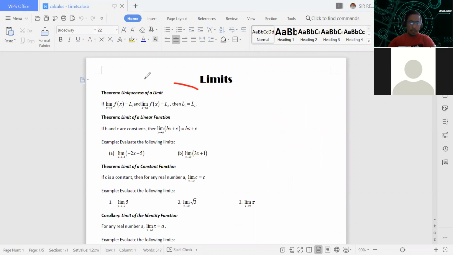So for the very first theorem that we need to consider, before that theorem, since I asked you for the calculator, say for example, we have an f of x.